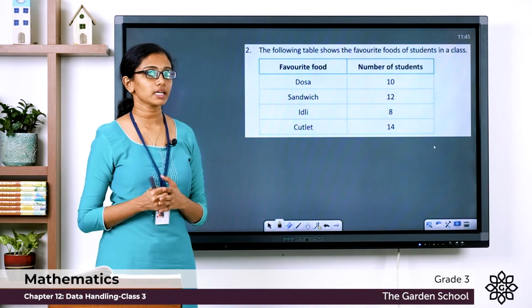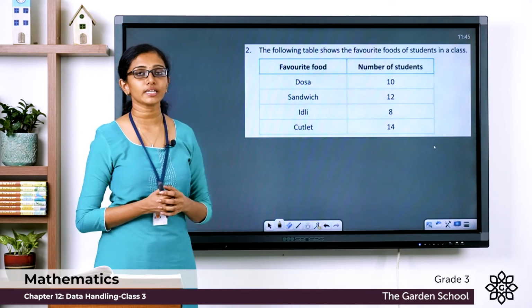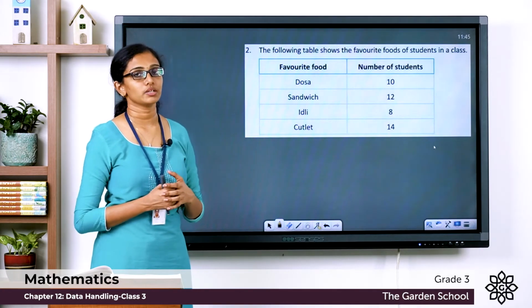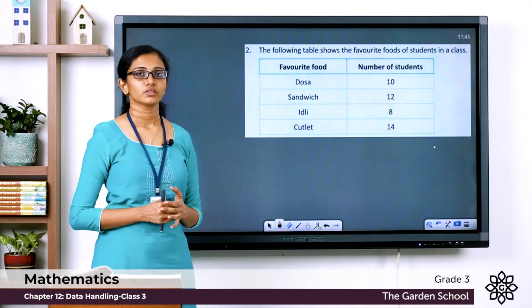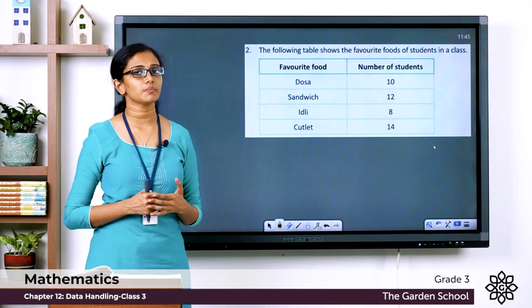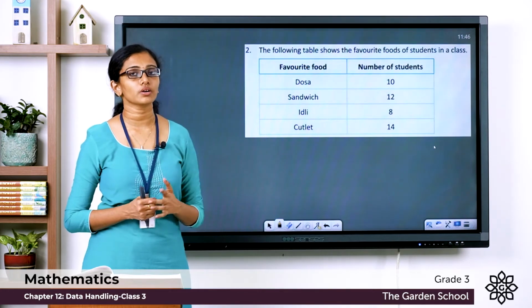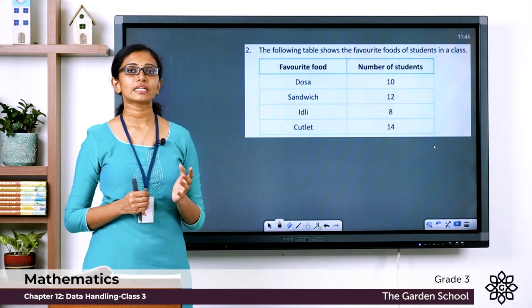If it is a vertical bar graph, the horizontal line will represent the different categories of data items, and the vertical line will represent the number of data items. So let's draw a vertical bar graph today. Or you can try drawing a horizontal bar graph as well according to your convenience. But make sure you are using your ruler and pencil to draw a neat bar graph.